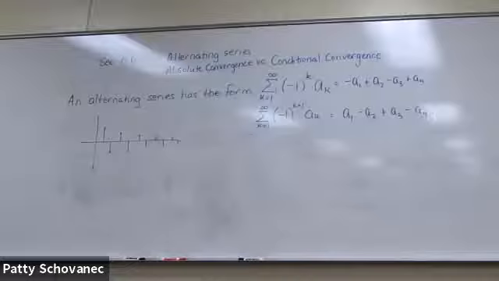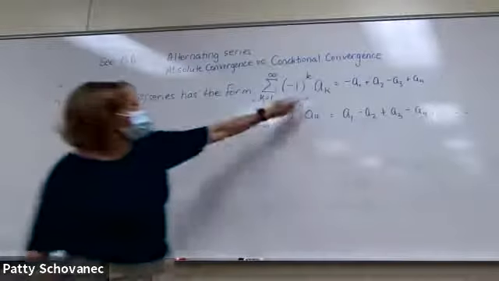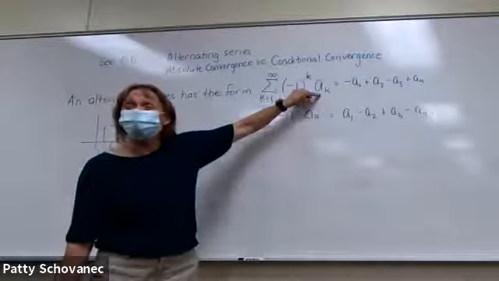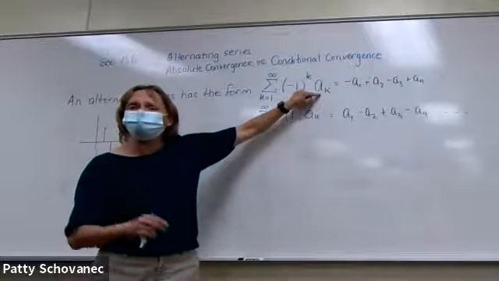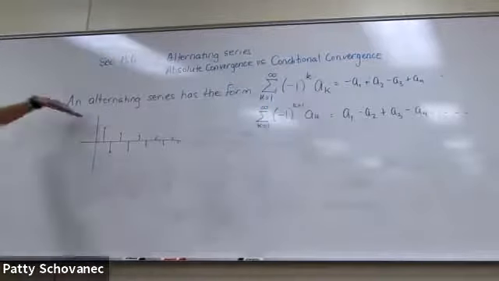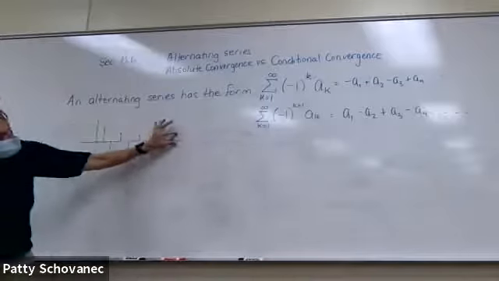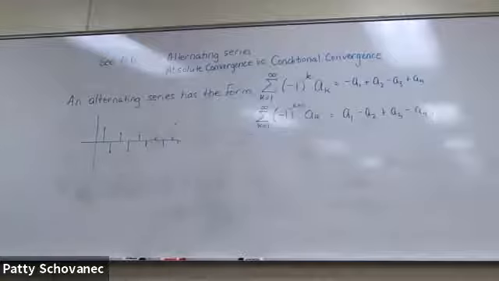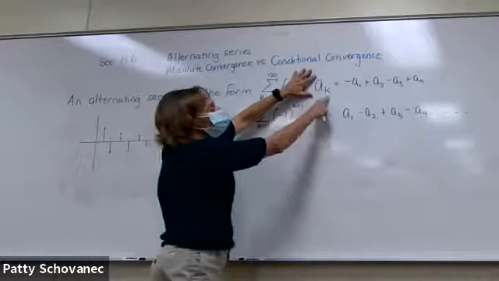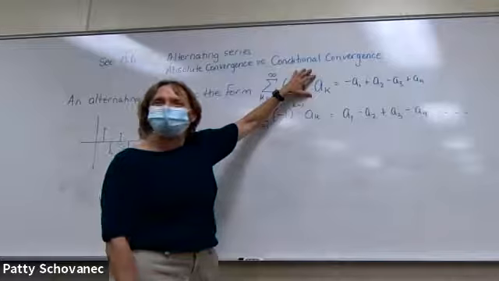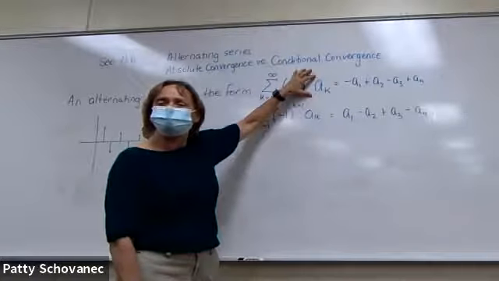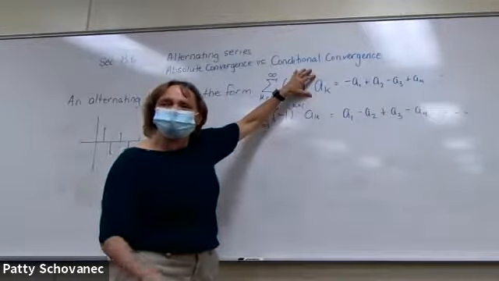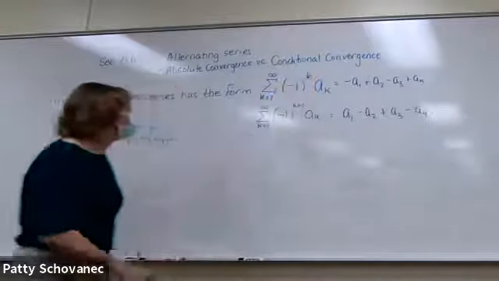To test whether an alternating series converges, we just look at the non-alternating part. And we need it to do two things. We need it to decrease, and we need it to go to 0. The alternating series test has 2 steps. Step 1, does this term without the alternating part go to 0, and does it decrease? It needs to be decreasing and limit to 0.